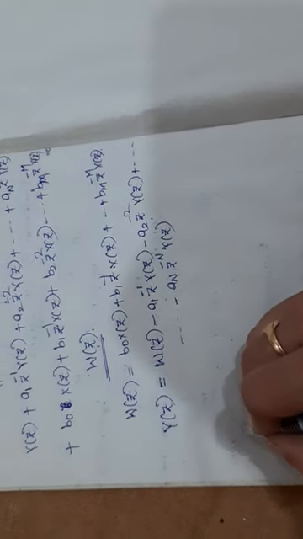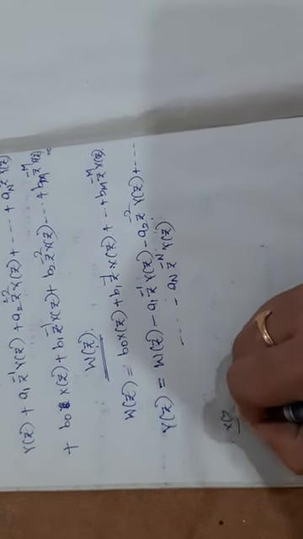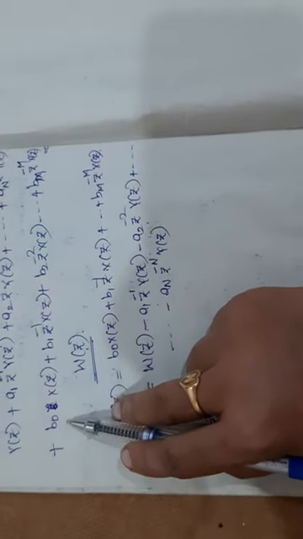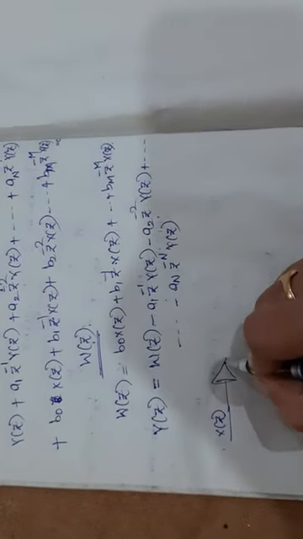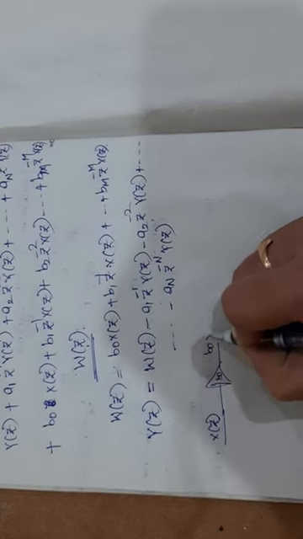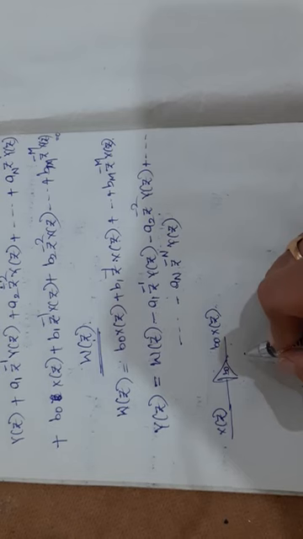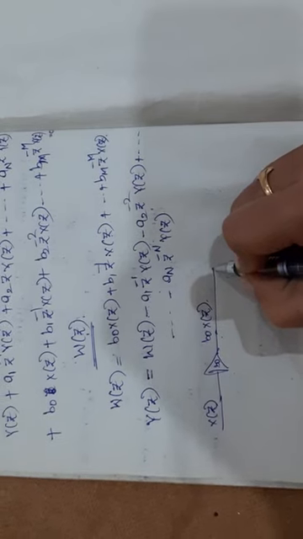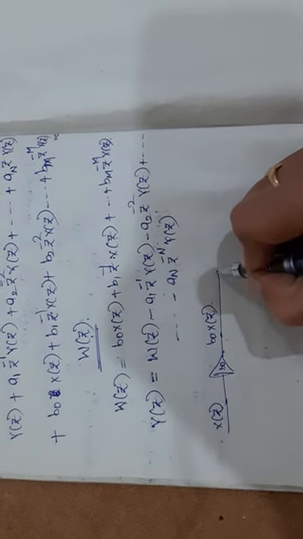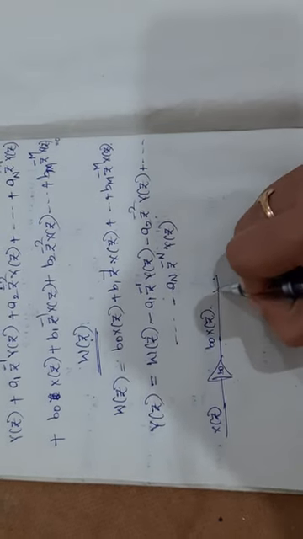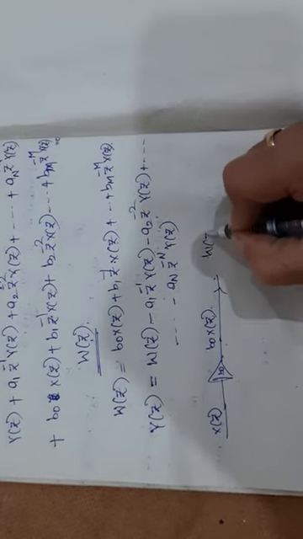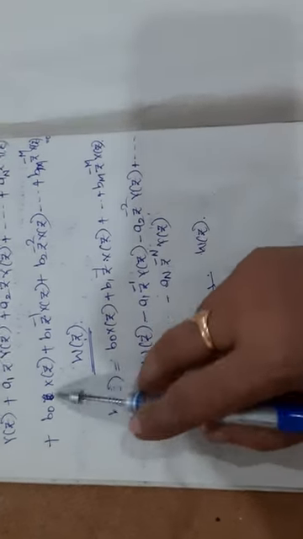So here X of Z is the input, next Y of Z is the output. So here X of Z is multiplied with B naught. So this is a multiplier multiplied with B naught. So B naught into X of Z. So the output is W of Z. This is the first equation.